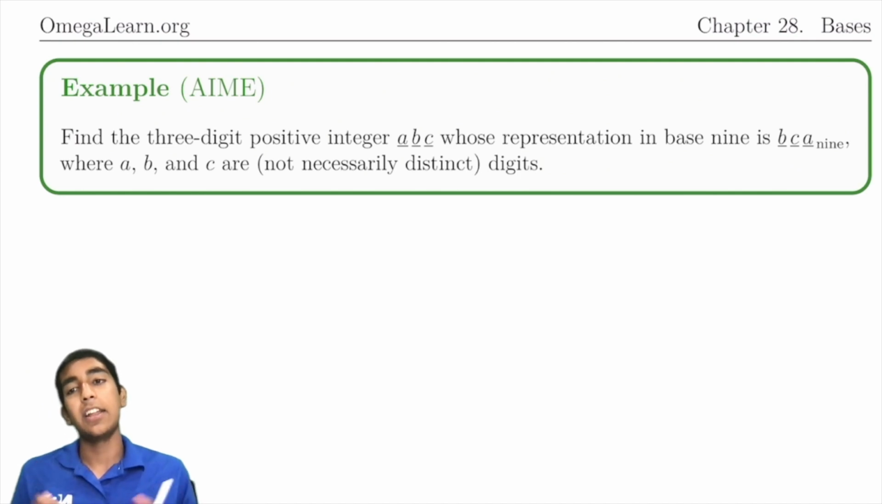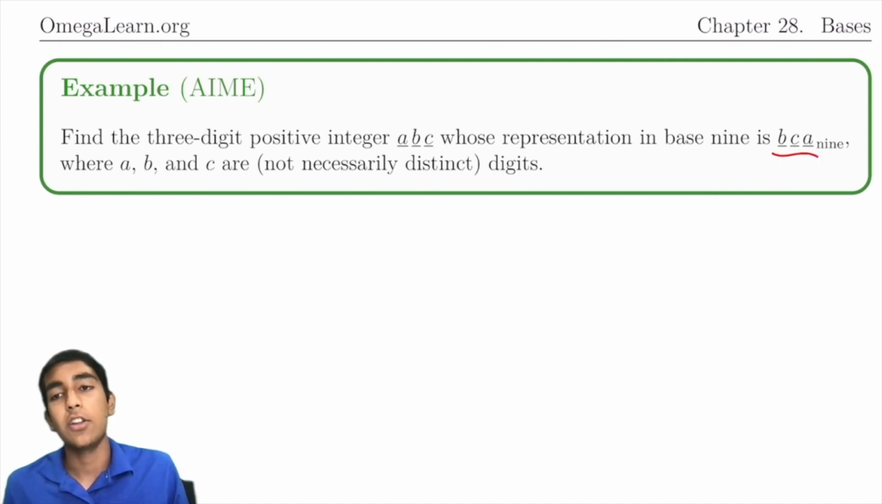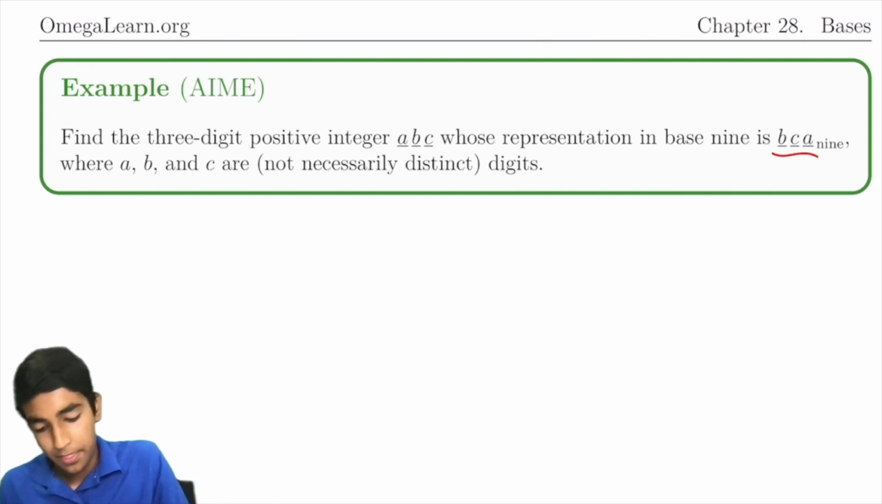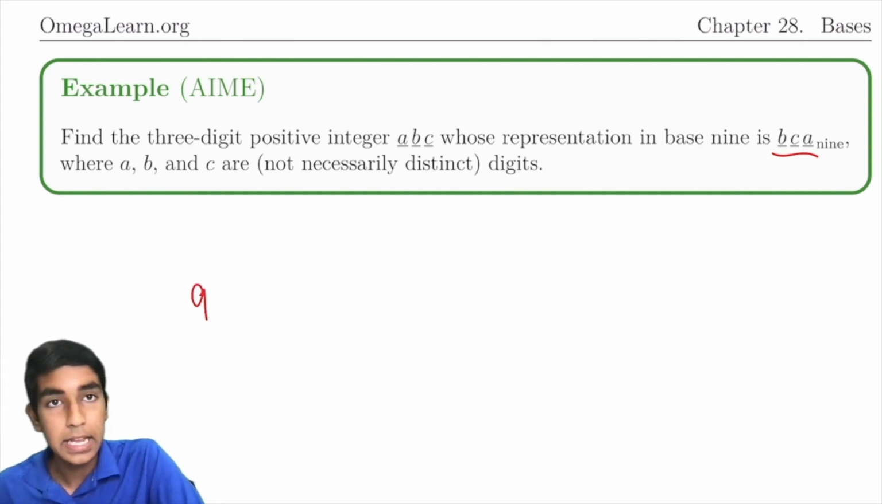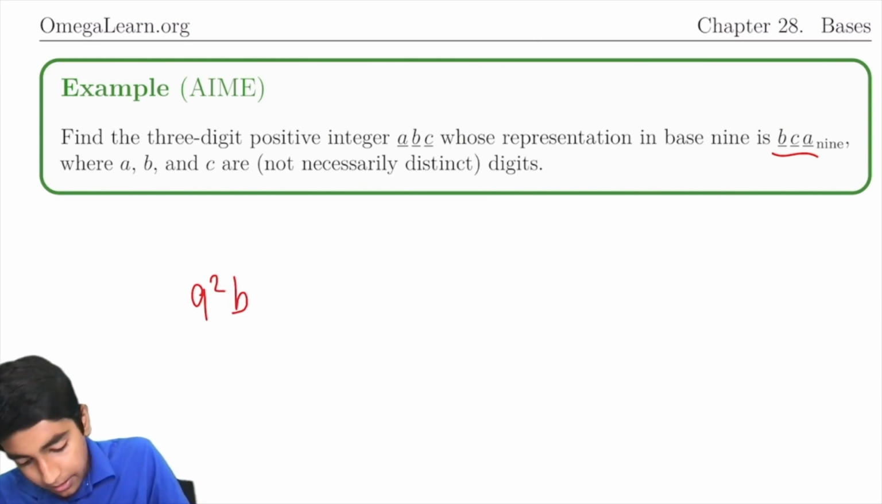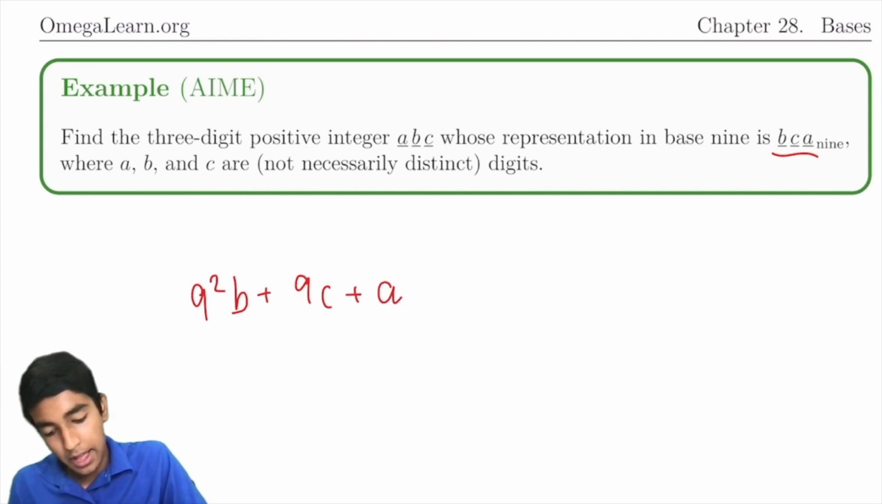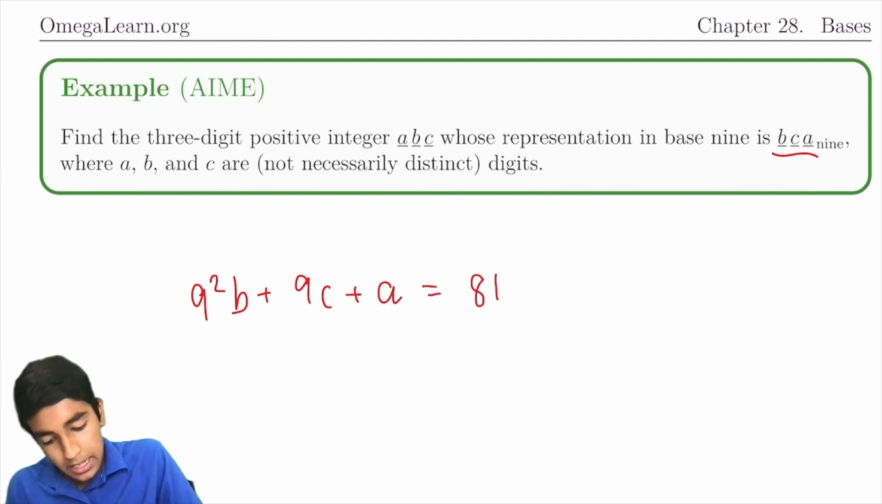What does base 9 mean for this case? b, c, a, base 9. What is that equal to? That's 9 squared b plus 9c plus a. Let's simplify that. 81b plus 9c plus a.